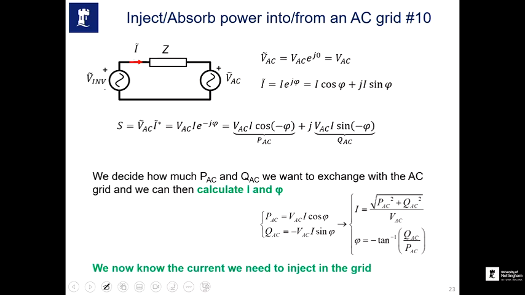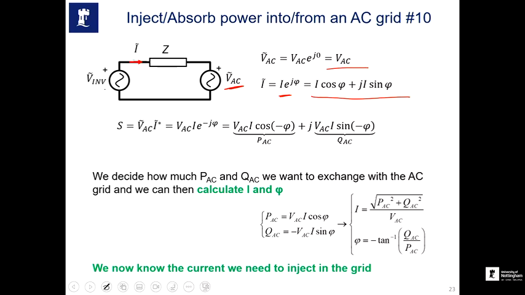Now let's look at the phasor calculation. In phasor, we can write VAC, because the angle for the VAC is 0 degrees, no phase shift, so we can write the VAC phasor as VAC. And the current, as we saw, has an angle and a magnitude, so I can write the current phasor as I e to the power j phi, which, if I write the equation for e to the power j phi, goes to I cos phi plus j sin phi.